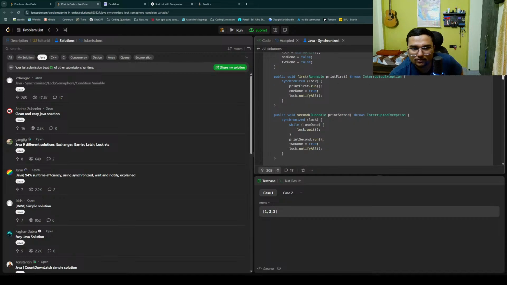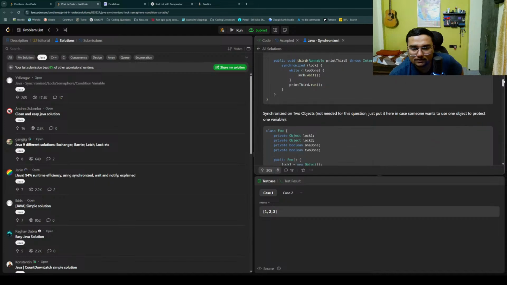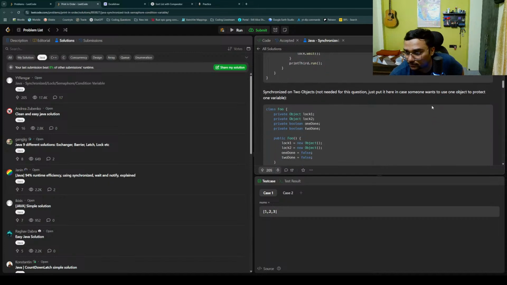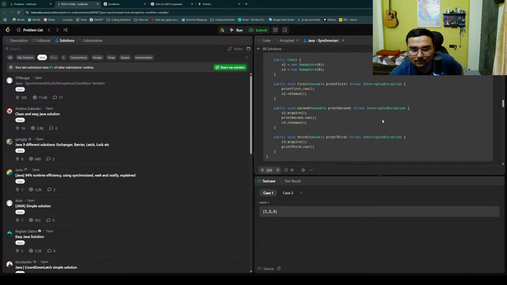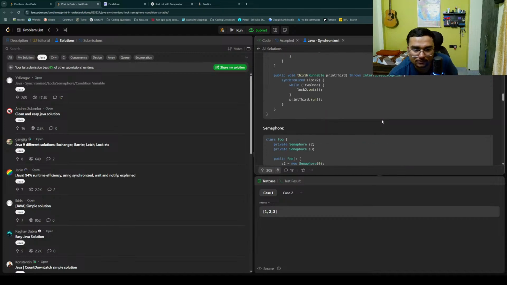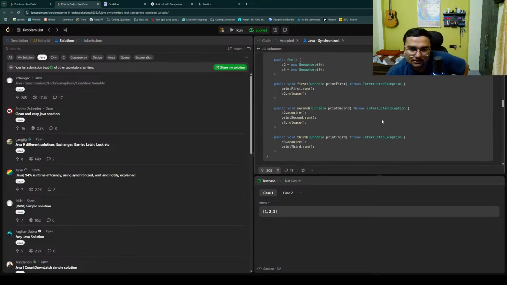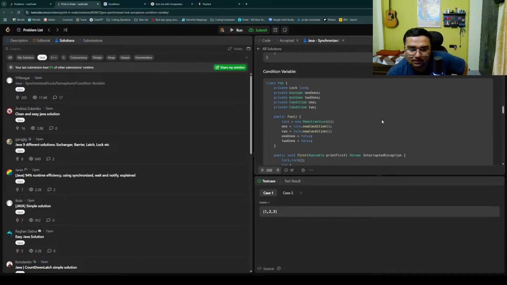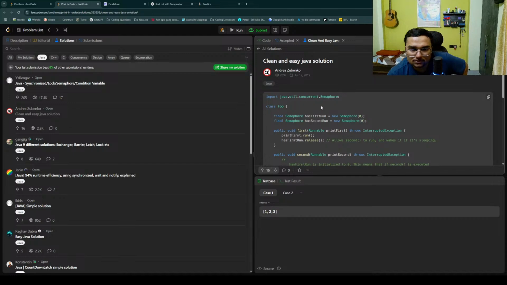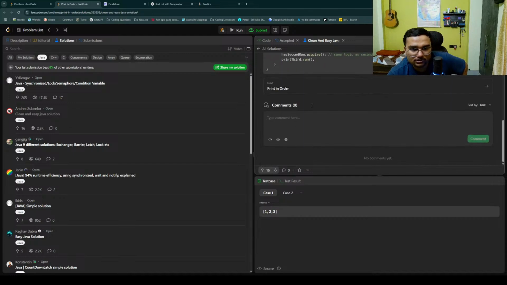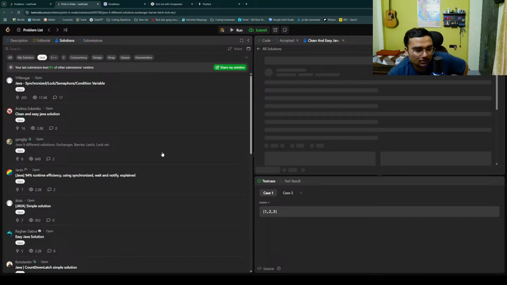Lock dot notify all. Synchronized on two objects. I need to study all of these concepts, man. Semaphore. Yes, semaphore is a value, right? S2, S3. Still, he's using just one value. Condition variable. Let's see some others. Same thing, same thing, same thing.